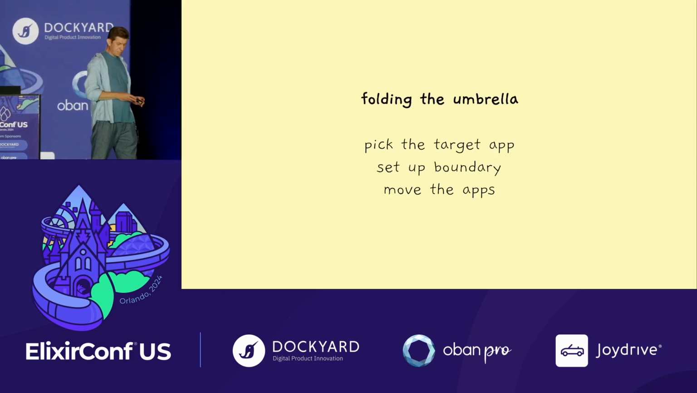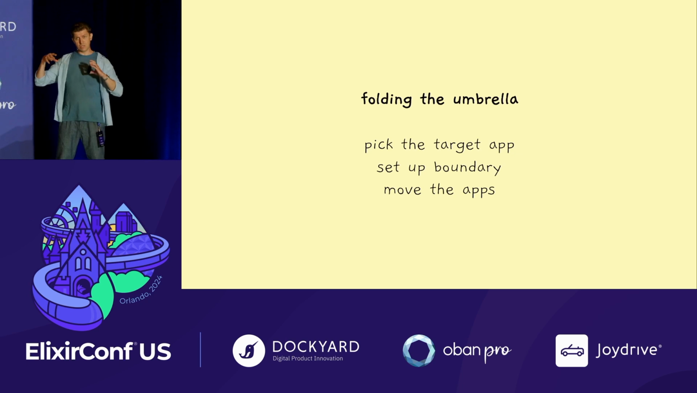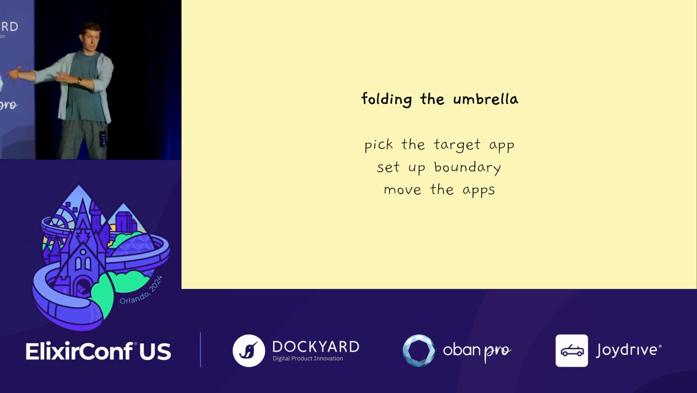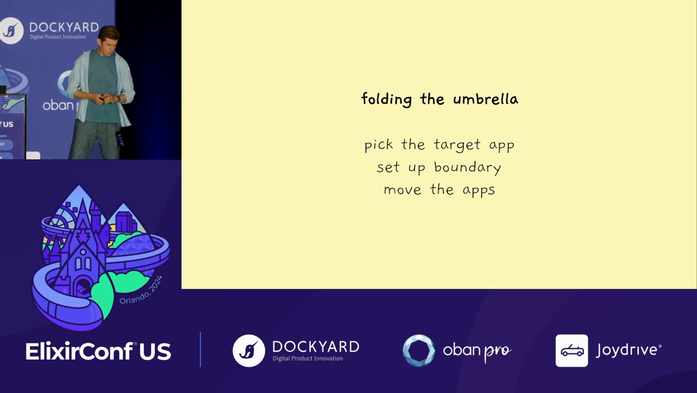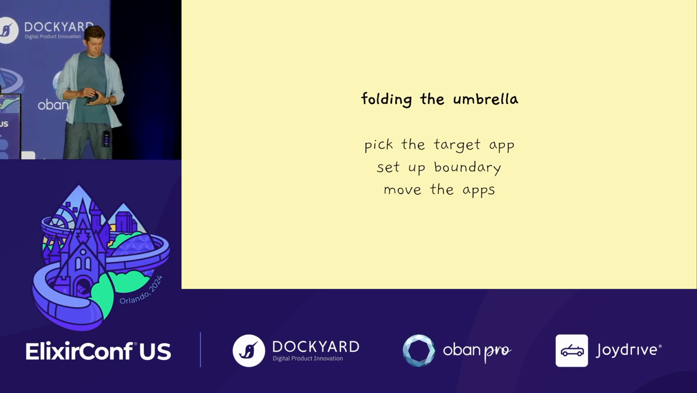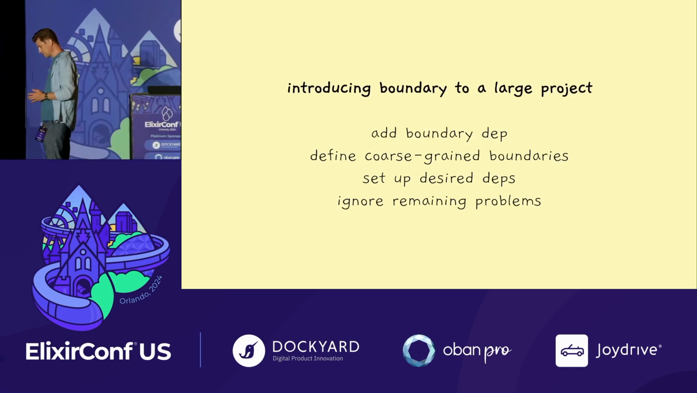And roughly speaking, this is how it looked. We basically picked the one app, and we said we're going to add boundary to that app, and we're going to merge everything else into that app. And obviously, of course, it's the largest one, right? And so you add boundary to that app, you move the apps one by one, and at the end you're going to end up with an umbrella that has just one app, and then you just collapse the structure, move the app 2 folders above, and you're good to go. So that's the strategy. How do you add boundary to a large project, like 230,000 lines of code?